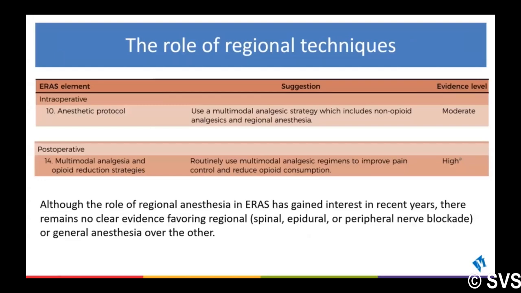Let's take a closer look now at the role of regional anesthesia techniques compared to general anesthesia. These are the elements in the protocol which we published: the intraoperative anesthetic protocol, and the postoperative multimodal analgesia and opiate reduction strategies. But we have to realize that although the role of regional anesthesia in ERAS has gained interest in recent years, there remains no clear evidence favoring regional, spinal, epidural or peripheral nerve blockade, or general anesthesia over the other. Let's take a closer look at the literature.